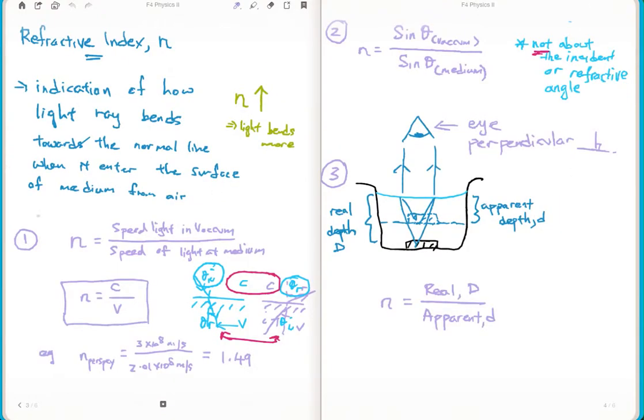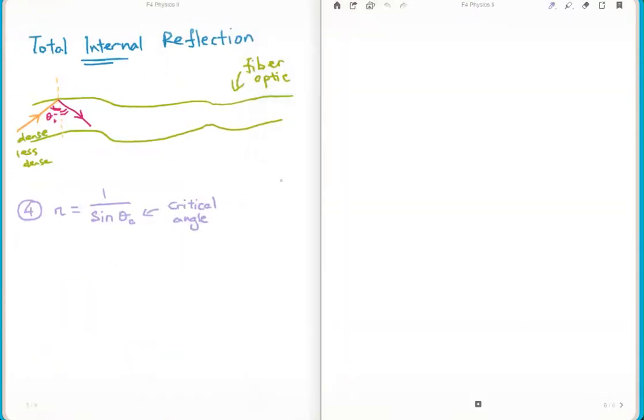So there are four ways. One way is to use speed. Second way is to use angle, vacuum to medium. Third way is to use real over apparent depth. The fourth way is to make use of critical angle, 1 over sine theta. Either it's in radian or in degrees, be sure you set your calculator to take numbers as radian or degree. So now, what does it mean by total internal reflection?